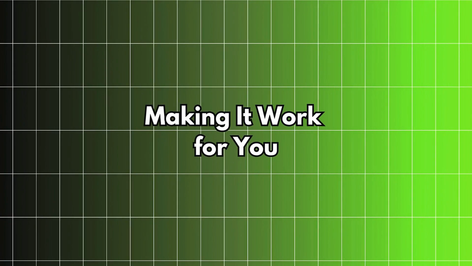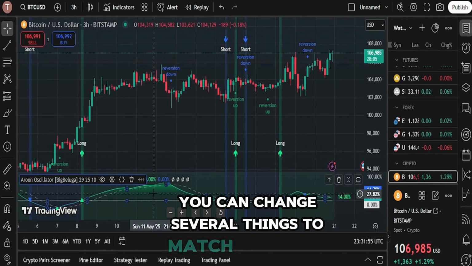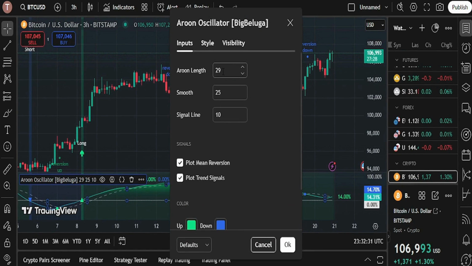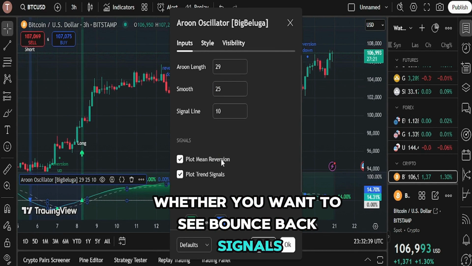Making it work for you. In Aroon Oscillator by BigBeluga you can change several things to match your needs. How far back the tool looks at prices, how smooth you want the signals to be, what colors you want to use, whether you want to see bounce back signals.